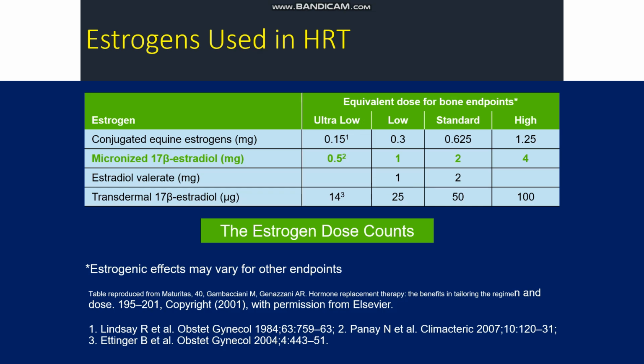The estrogens available in the market are in oral and or transdermal or transvaginal preparations. Conjugated equine estrogen was previously available in the strength of 0.625, but after the WHI trial, a low dose has been recommended and is now available in 0.3 milligram. Then micronized 17 beta estradiol is available. Estradiol valerate is available in 1 milligram and 2 milligram, and transdermal 17 beta estradiol is also available in the market.